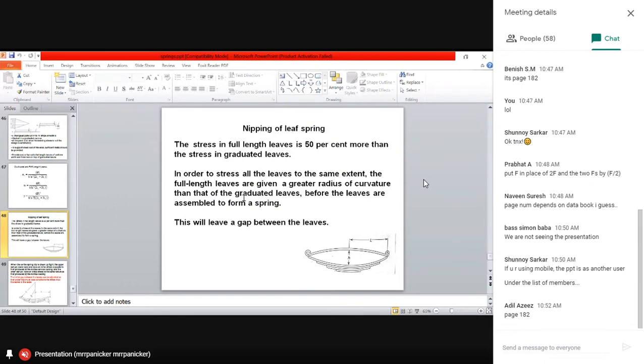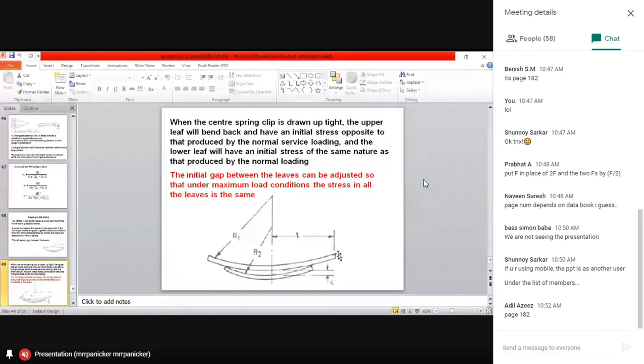So if you consider this diagram, you can see that one is full length leaves and the other is graduated leaves. If it is of same radius of curvature, what will happen? It will touch each other. If the two leaves are of same radius of curvature, they will touch each other. But if it is of different radius of curvature, here the top is given a greater radius of curvature, and you can see that there is a gap between the full length leaves and graduated leaves.